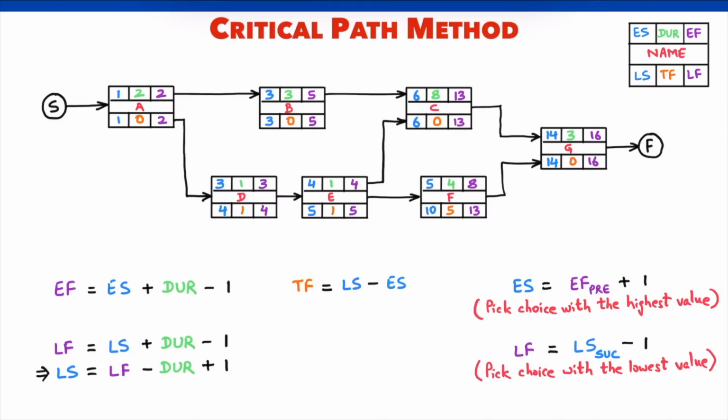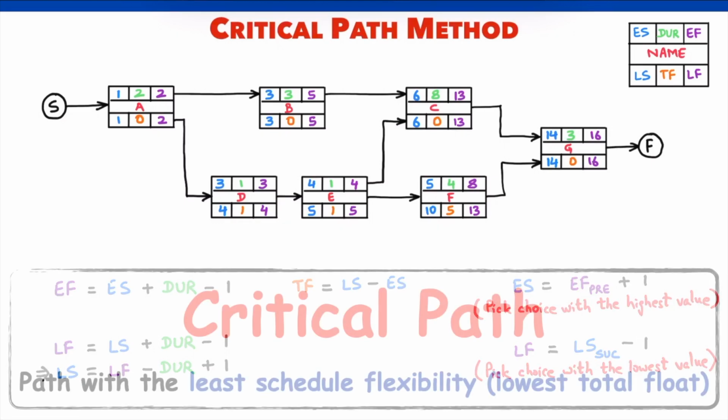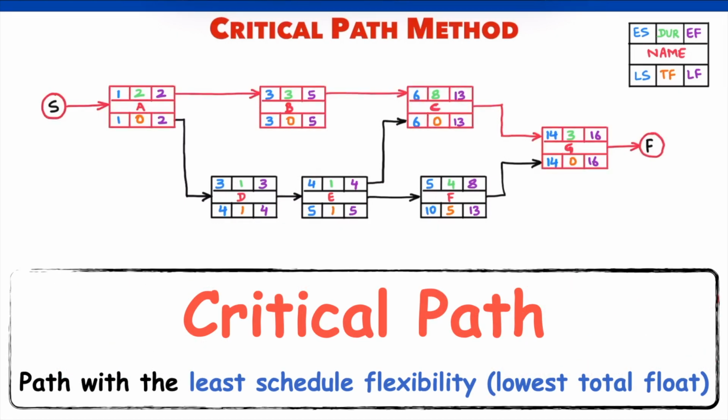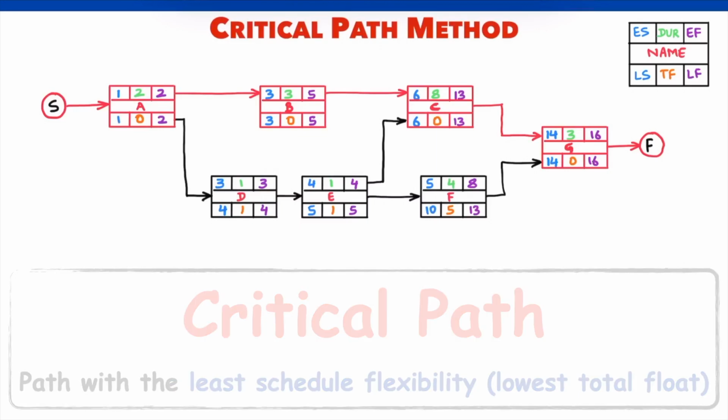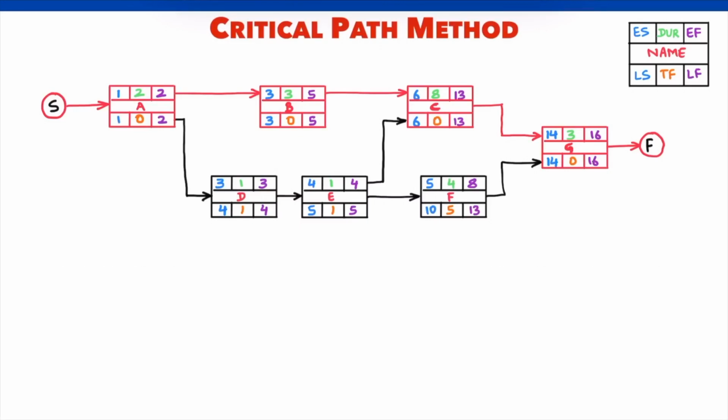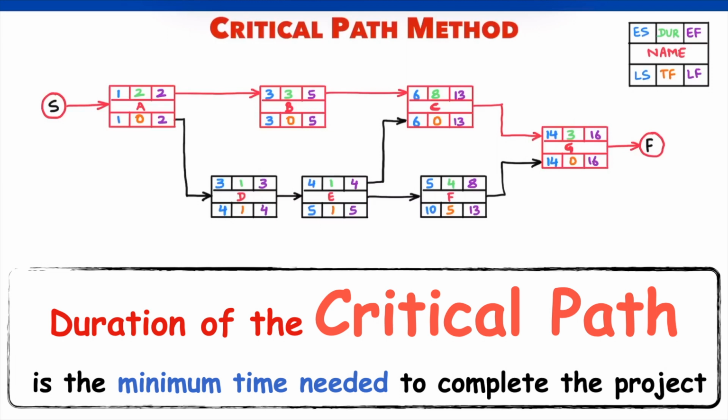Notice that for all activities on path A, B, C, G, the total float is 0. Zero float means no flexibility in schedule. This path is the critical path. Delay in early start of any of the activities on this path will cause delay in the project completion date. In other words, this path represents the shortest possible time needed to complete the project. We need at least 16 days to complete this project.